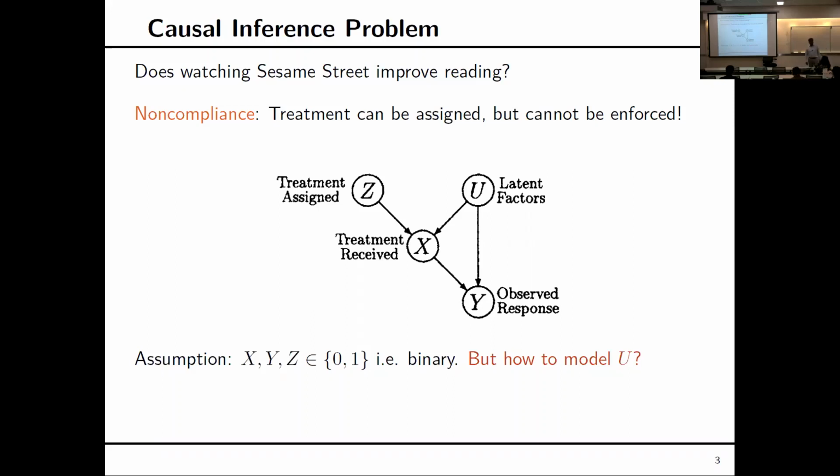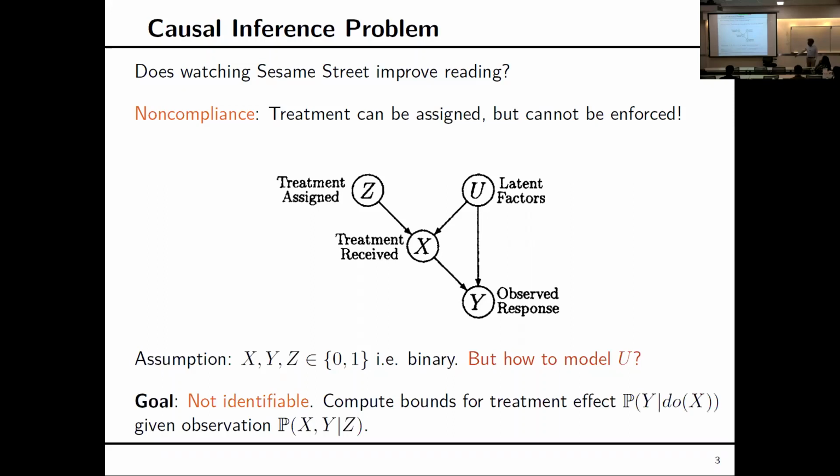In the previous example, X was observed. I'm going to observe the joint distribution of X and Y given Z. So different patients: you tell a patient, go and watch Sesame Street. Some of them do watch it, some of them don't. You tell a patient, don't watch Sesame Street, and some of them still go ahead and watch it. So I'm going to assume that the data available to me is the joint distribution of X, Y given Z.